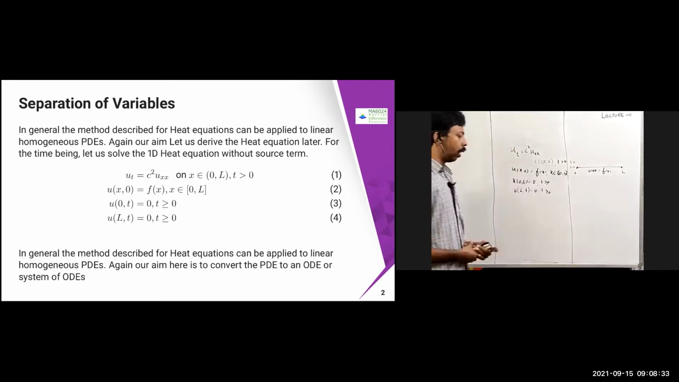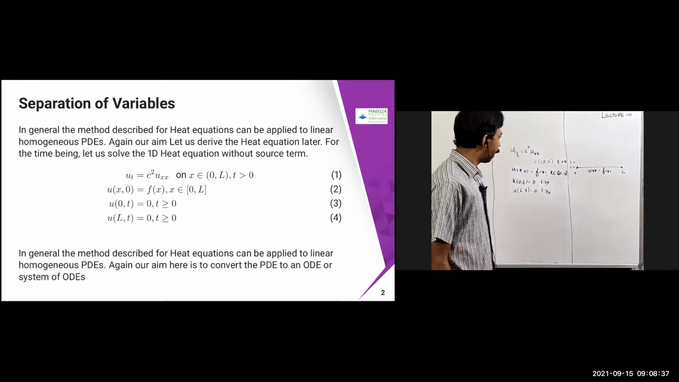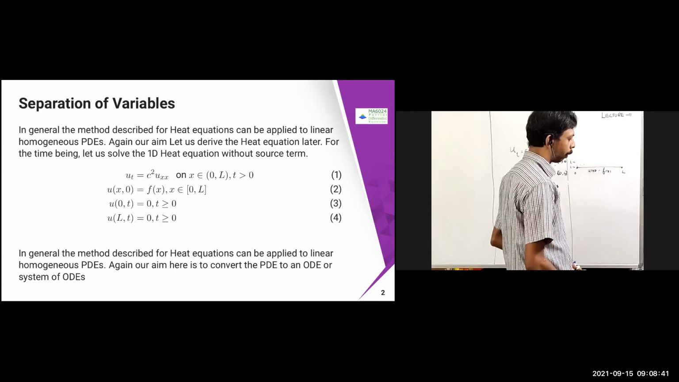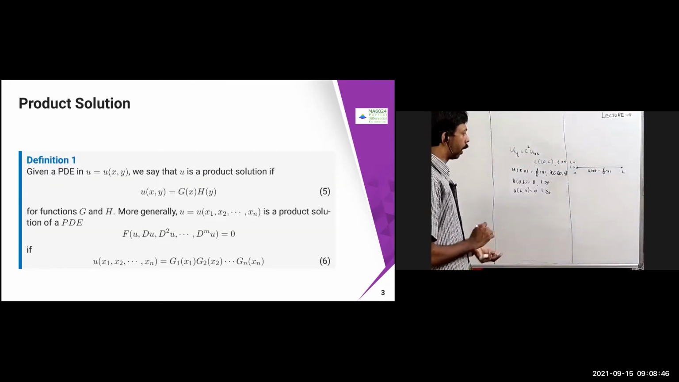Again, the idea is that we are going to convert this problem into an ODE problem, and then we are going to solve it. So what is the general idea? For this, we need a technique called separation of variables, or a product solution.